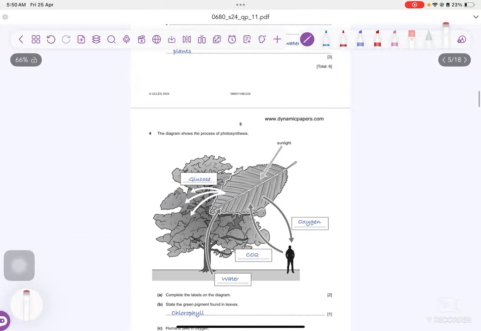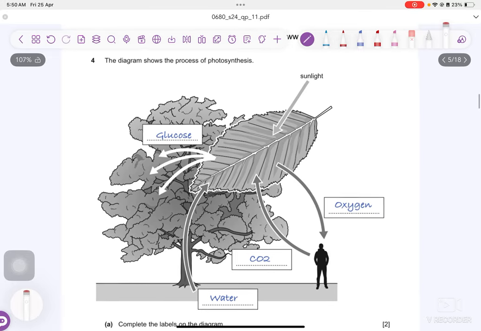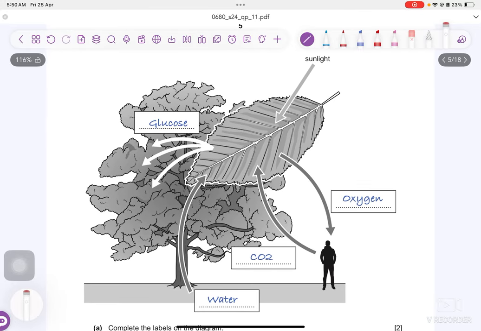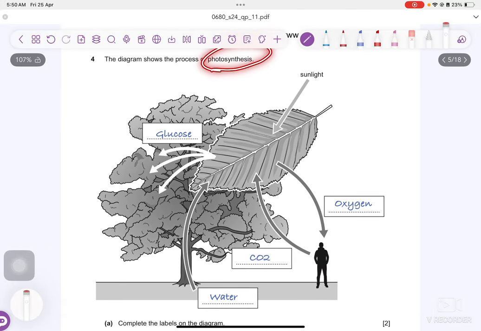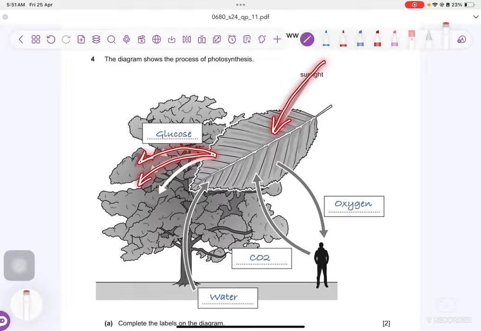Jumping on to question number 4. Okay, this is just explaining the process of photosynthesis, and that's what he's asking us to label. Take a look at the graph or the picture before even starting to annotate anything, and see exactly what you need to write. So first, there's the sunlight, okay? And you see a product coming out. Okay, so this is a product. This could be anything, okay?